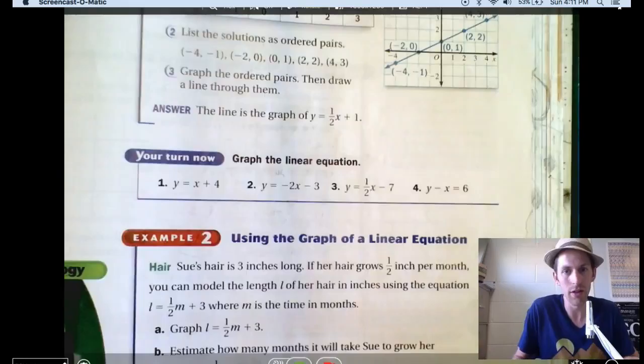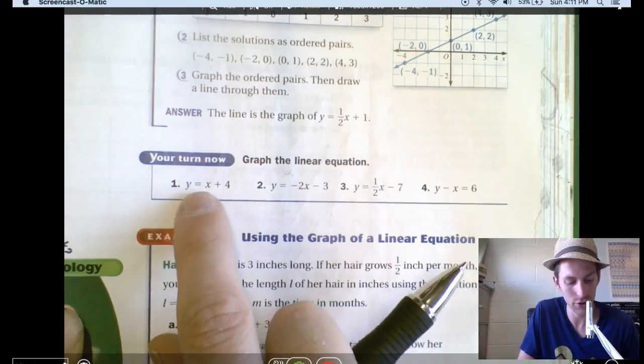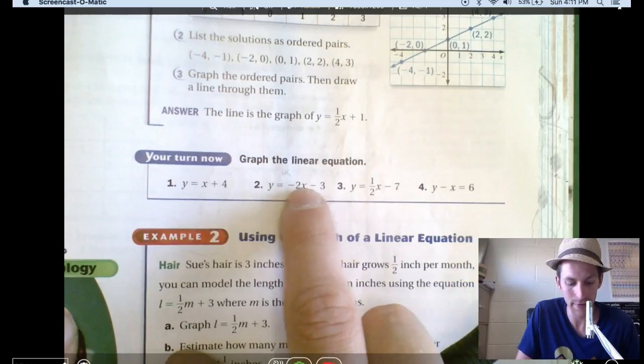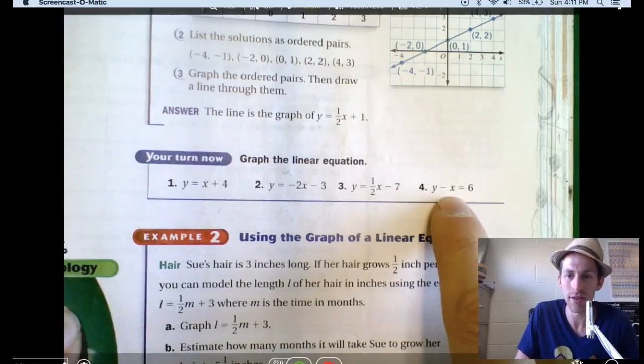Okay, here's some example problems that you might have to graph. Could you graph this one? You can make a table of values for that, right? Could you make a table of values for this one? Yes. Could you do it for this one? Well, now look at this one. Y minus x equals 6. We better take a look at that real quick.